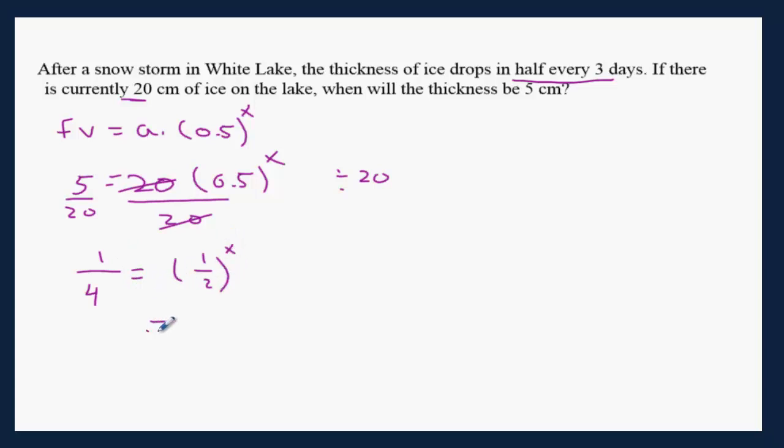So 1/4 equals 1/2 to the power of x. This is the same as 1 to the power of x over 2 to the power of x. So 1/4 equals 1 over 2 to the power of x. Cross multiply: 4 times 1 is 4, and 2 to the power of x times 1 is 2 to the power of x. Now 4 equals 2 to the power of what? Therefore x equals 2, since 2 to the power of 2 equals 4.